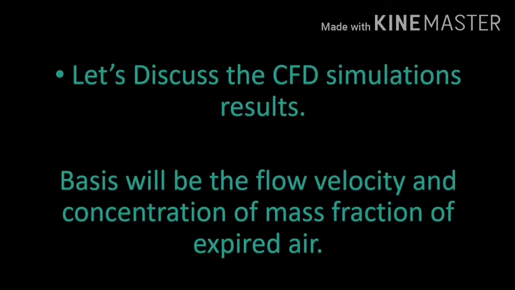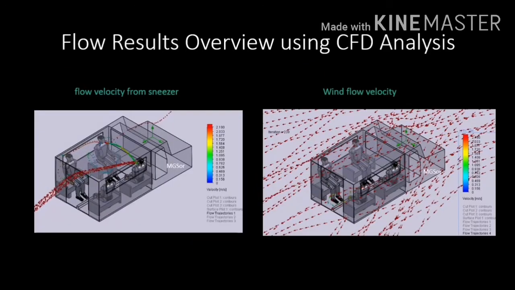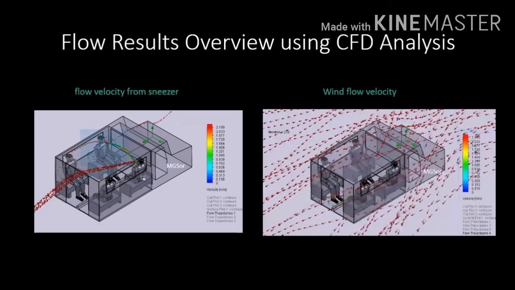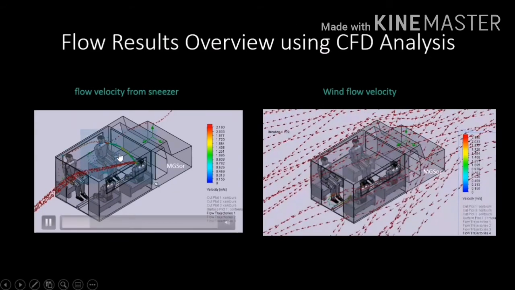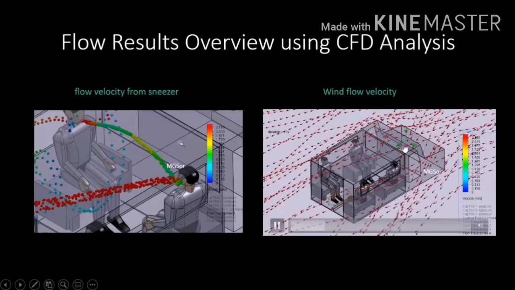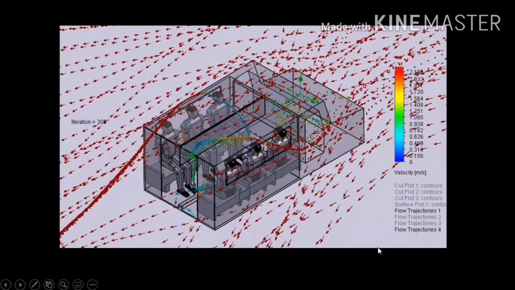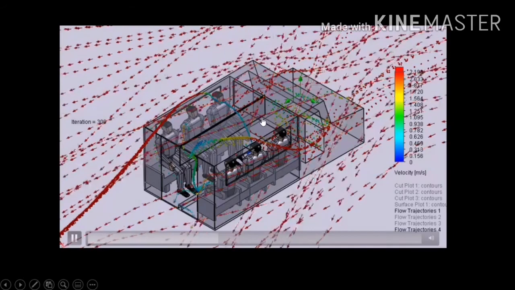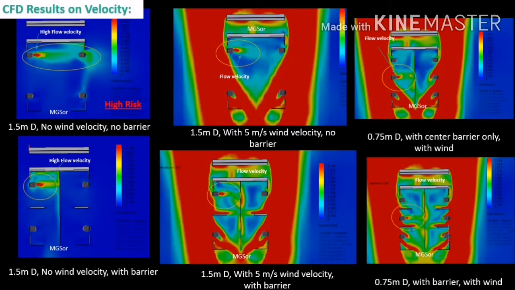The basis will be the flow velocity and the mass fraction concentration of expired air. So as you can see, this is an overview of the CFD analysis. There's a flow velocity from the sneezer and there's a wind velocity acting on the vehicle. For a 6-passenger vehicle, we'll see that there's a wind velocity flowing through the vehicle and there's a sneezer in the middle part of the simulation.